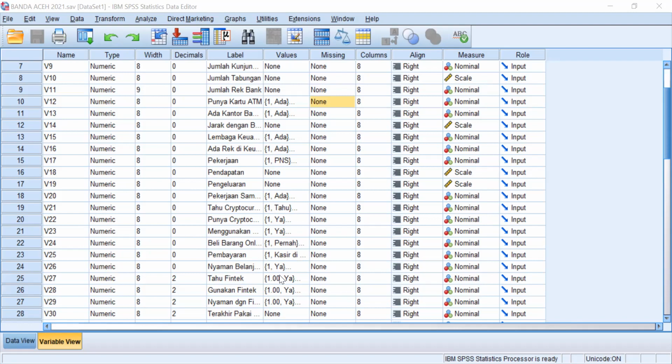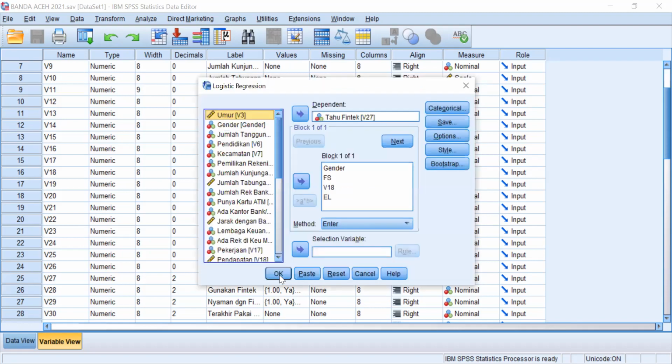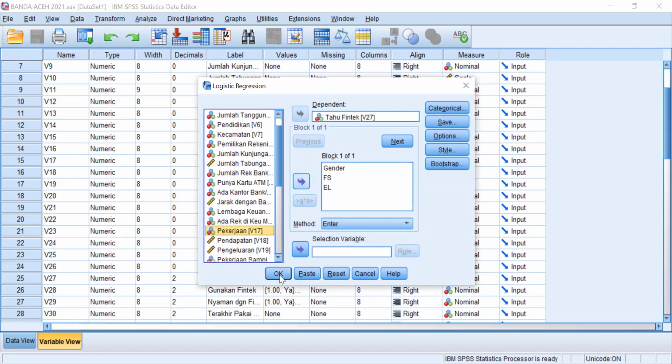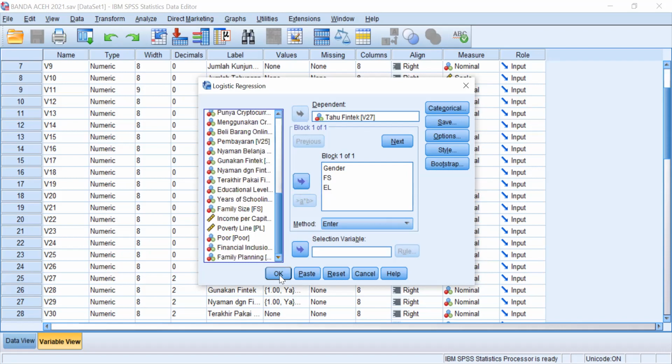Income here, I want to re-estimate again by choosing income per capita. Oh, actually, I missed this one, working status. I have to use working status here. Family size is inside already. Income per capita, educational level, poverty level.